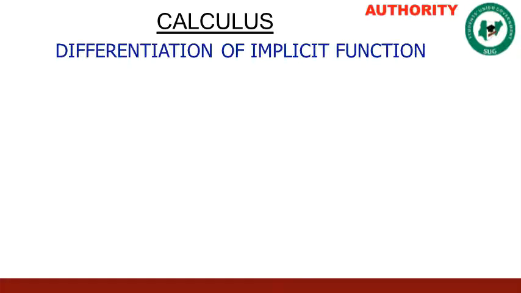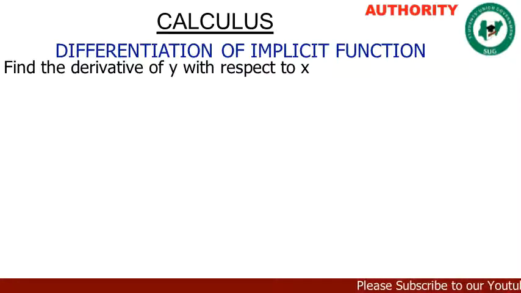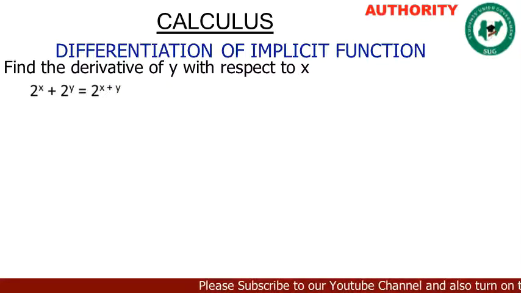Alright, let's take another example under implicit function, differentiation of implicit function. We have: find the derivative of the function 2 raised to power x plus 2 raised to power y is equal to 2 raised to power x plus y.